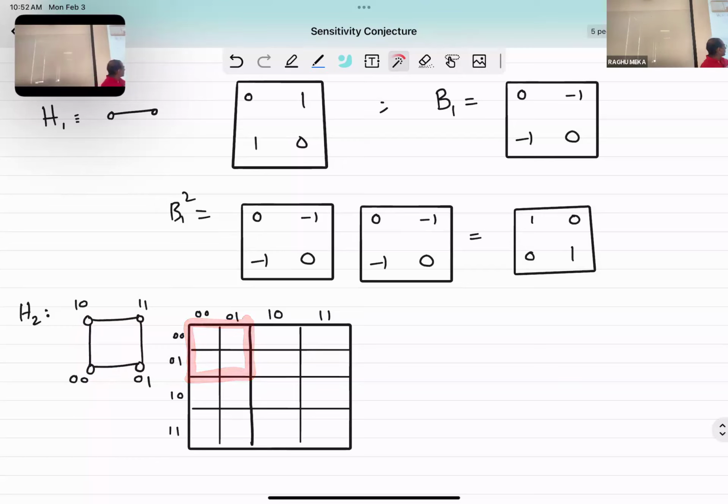These are all strings which begin with a 0. So what should you expect here? 0, 1, 1, 0, right? And that's exactly what you have there. So there is some self-similarity in these matrices. There's some sort of recursive nature, which is what makes everything easy. Let me just draw this sort of fictional line.